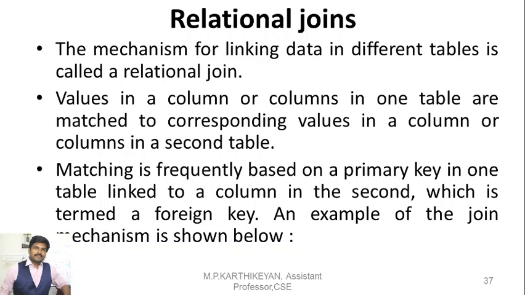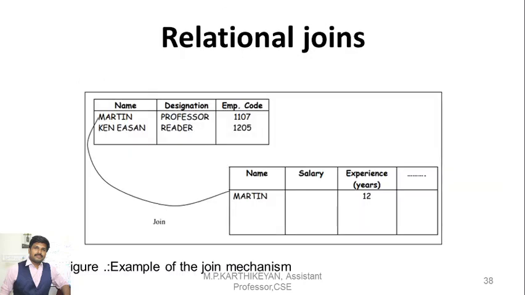Now we will see an example of how a join actually works. So this is an example to join two different entries in two different tables. The first table, let's assume it is a parent table or a child table, no issue. In the first table, we have name, designation, and employee code. Here employee code has been taken as the primary key. In the second table, we have columns of name, salary, and experience. So both tables have the name column as a common attribute. If these two names are unique, then we can join both the tables.